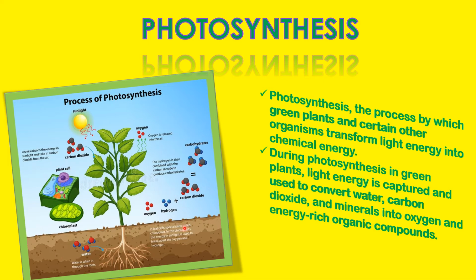Before explaining this diagram, I want to tell you the factors that affect photosynthesis. So factors that affect photosynthesis are light intensity, temperature, carbon dioxide concentration, and water. The rate of photosynthesis is low under low light intensity. It increases as the intensity of light increases. At very high intensity of light, the rate of photosynthesis decreases because the chlorophyll is bleached and destroyed.